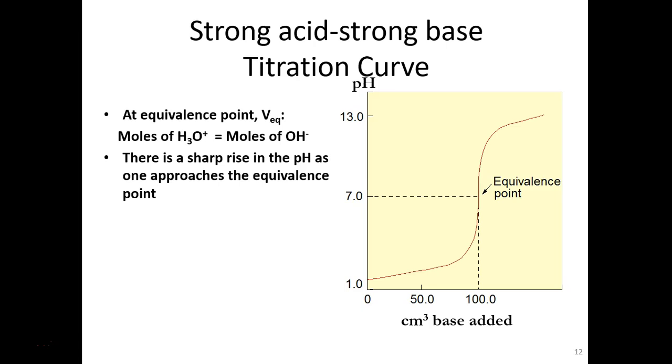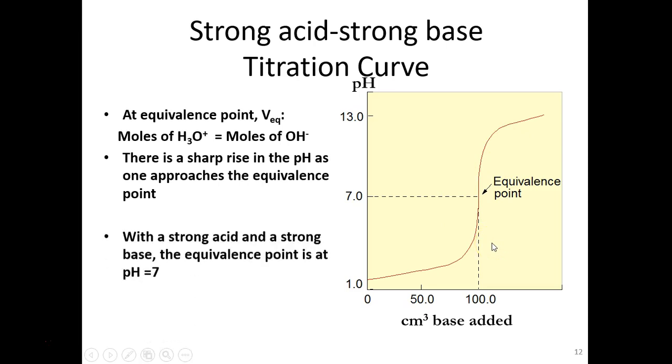And remember, we're adding base here. So the base concentration is the same as it has been since the beginning. All of a sudden, the amount of base in each drop, which used to be really small compared to acid, is really large compared to the acid in the flask. So what we see is all of a sudden the pH jumps up very, very rapidly.